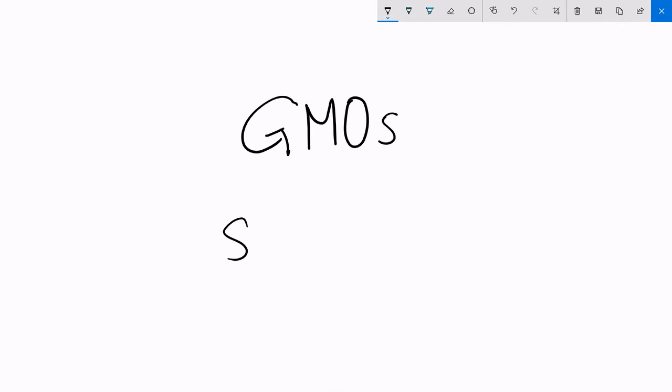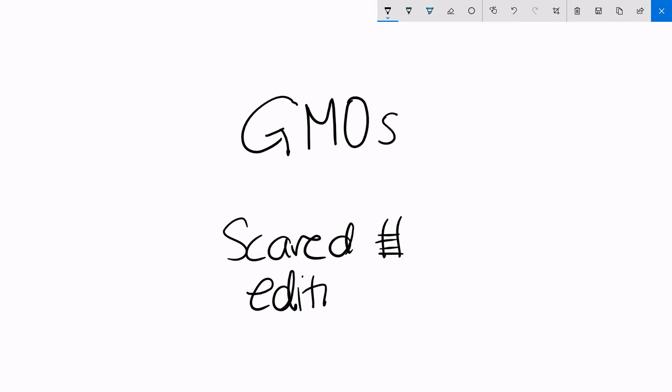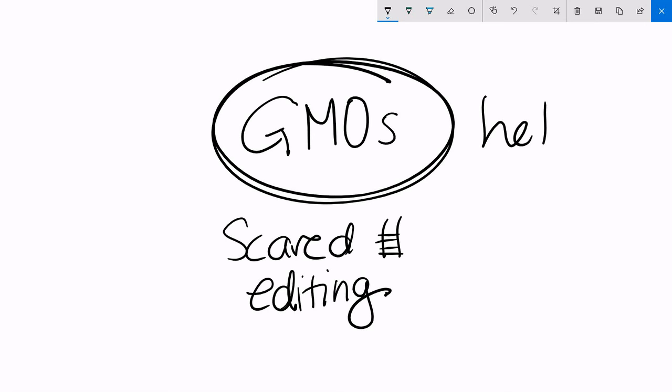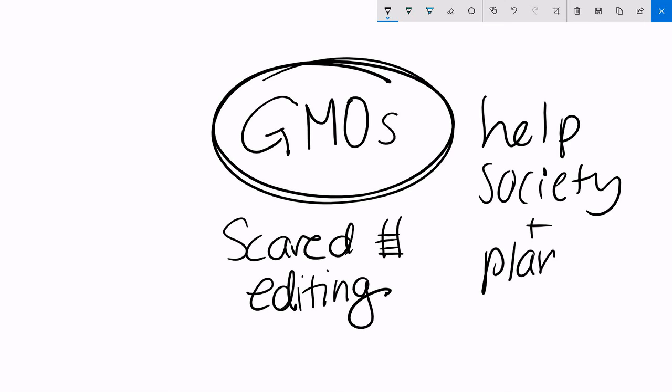If anything, GMO plants are healthier because we can program them to give you more nutrients that you need. So, to summarize, GMOs are not dangerous, and we should not look at them as if they are, just because we are scared of gene editing. We should embrace these GMOs and use them to help society and our planet, and save it from climate change.